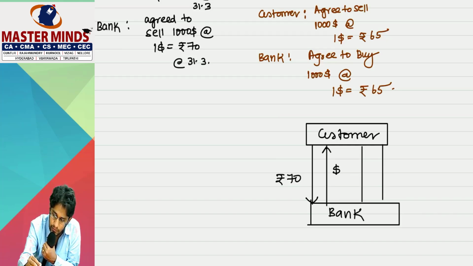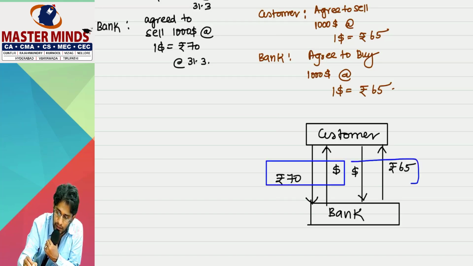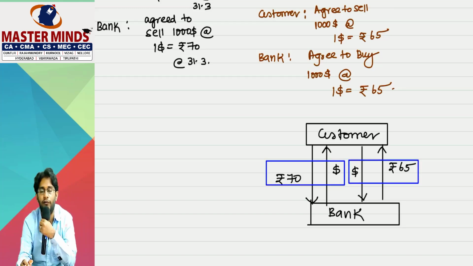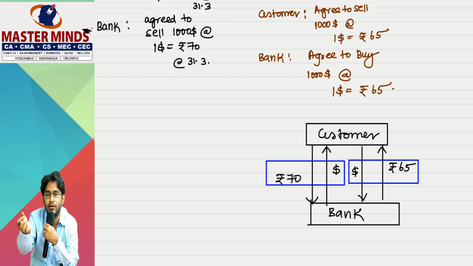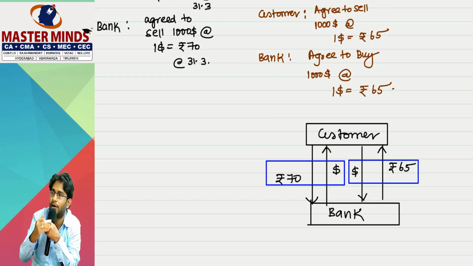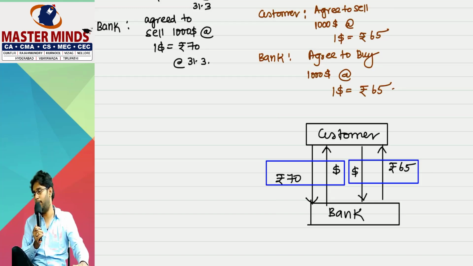Somewhere some mistake happened. Yeah, I will sell dollar and the bank will pay you an amount of rupees 65. There are two contracts now. This is the original contract, this is the cancellation contract. But if you observe the middle part, in one contract the customer has to receive dollar, in another contract the customer has to give dollar. Neither will he receive nor will he pay dollar.